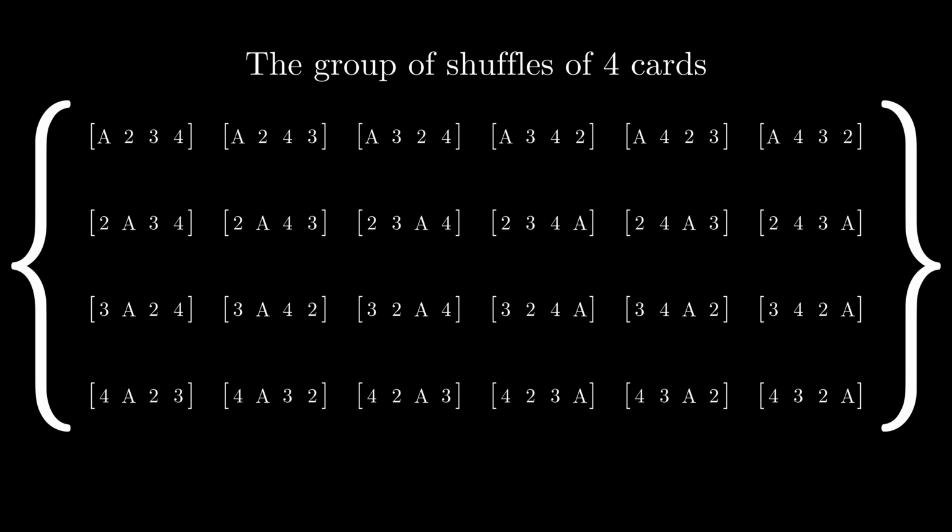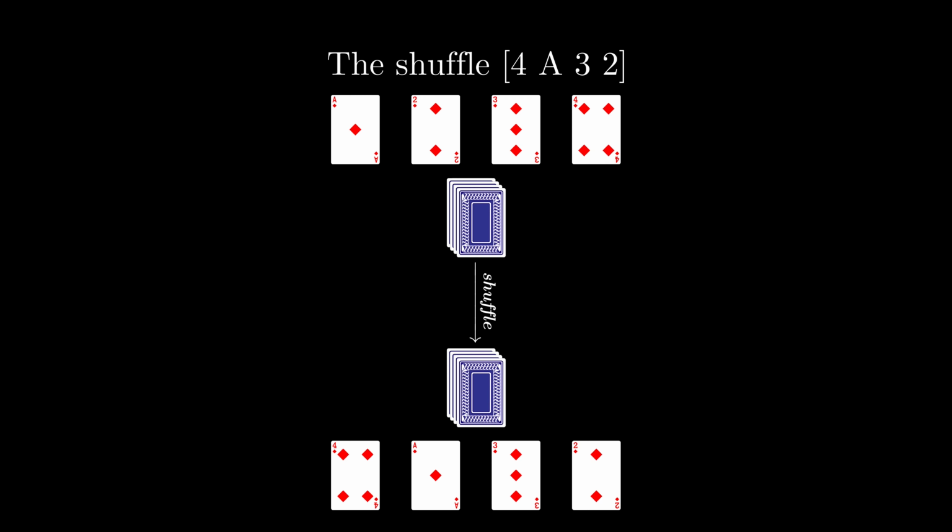We'll look at just one shuffle, for example this one, that leaves the cards in the order 4 ace 3 2. The shuffle is the action we performed on the cards to rearrange them into this configuration. The shuffle acts on 4 objects, the 4 cards. Remember, the shuffle is the transformation, not the cards themselves. Perhaps we might ask what happens if we do the same transformation again. What happens if we redo the shuffle, without resetting the cards back to their original order?